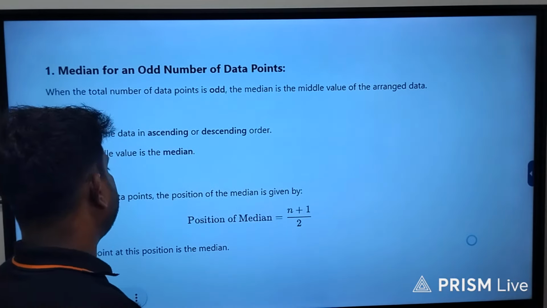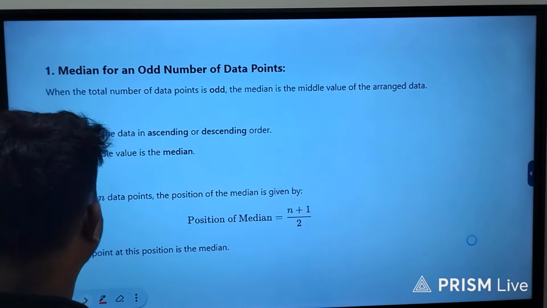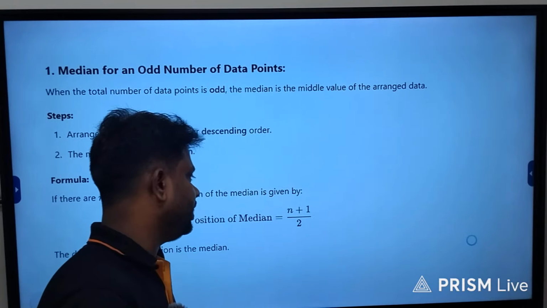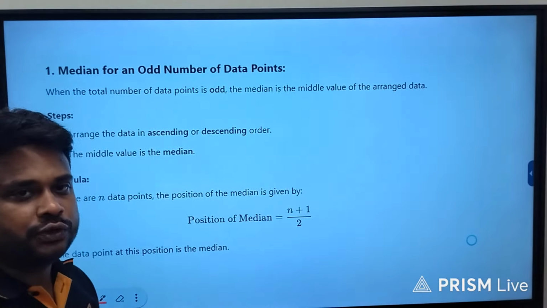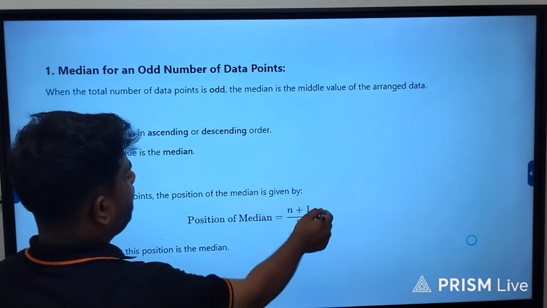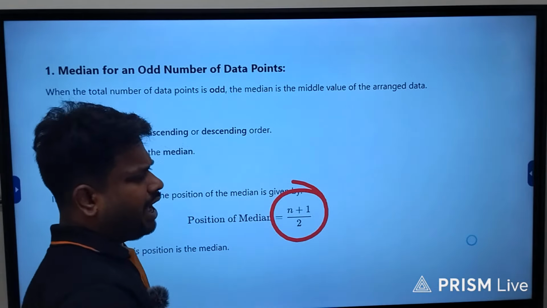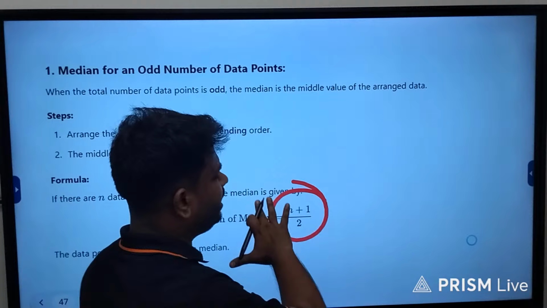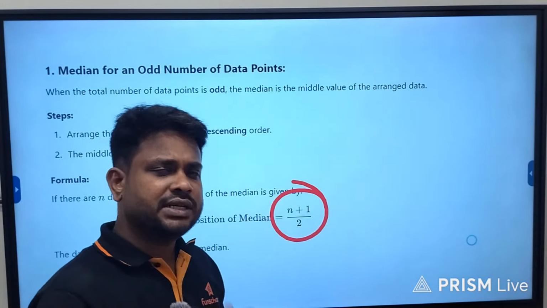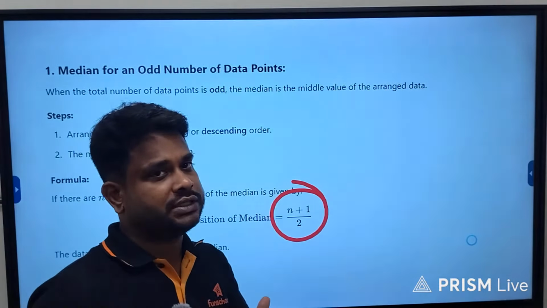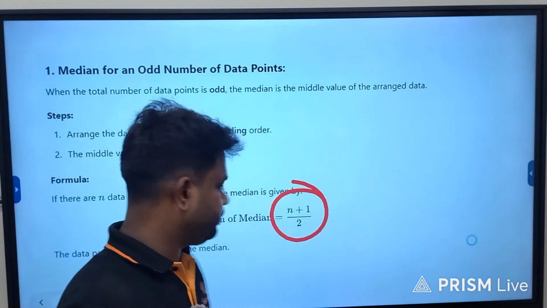The next thing is the formula: arrange the data in ascending order, and the middle value will be called the median. If there are n data points, the position of the median is given by this formula. So this is the formula by which you can also find the median, but I guess you don't need to remember the formula always. Just arrange the data in ascending or descending order and try to find the middle point.